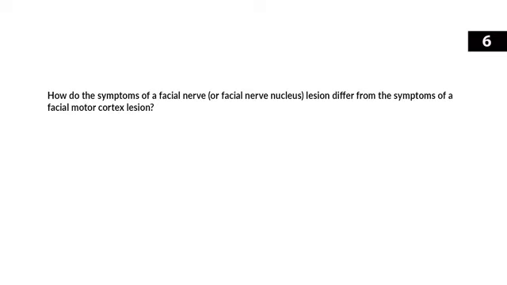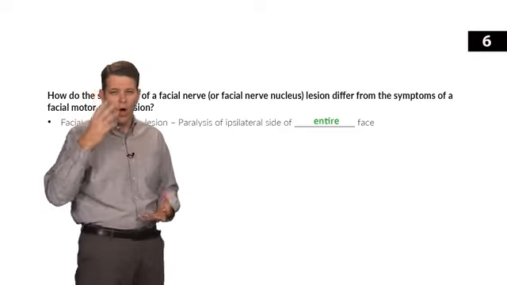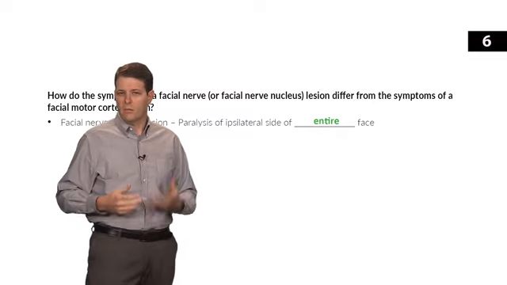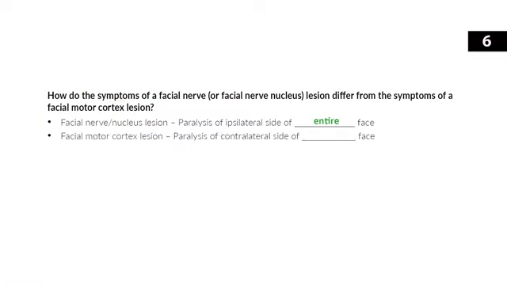The next question in your study guide says, how do the symptoms of a facial nerve or facial nerve nucleus lesion differ from the symptoms of a facial motor cortex lesion, like a stroke? Well, a facial nerve lesion, like in Bell's palsy, will cause paralysis of the ipsilateral side of the entire face. So if you knock out the right facial nerve, all the facial muscles on the right side of the face will be paralyzed, and the patient will have facial droop on the right. But a facial motor cortex lesion, like a stroke, will result in paralysis of the contralateral side of the face, and only the lower face.